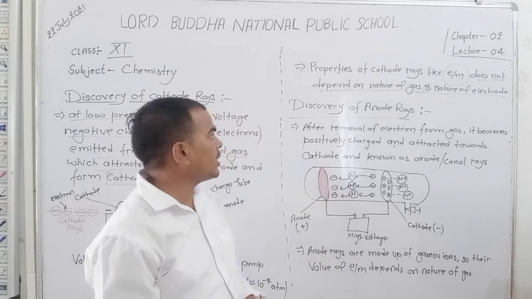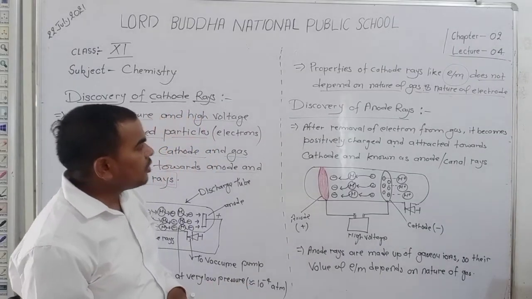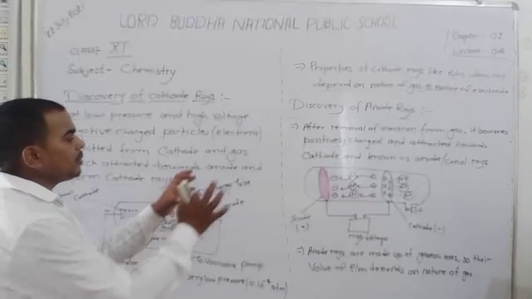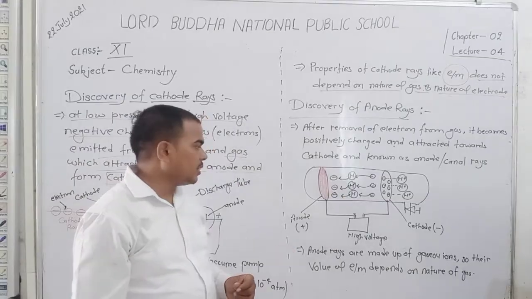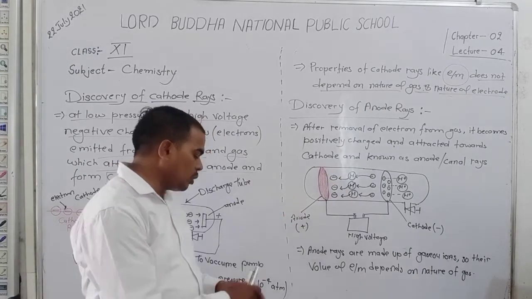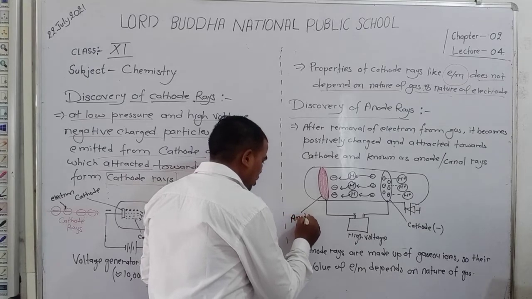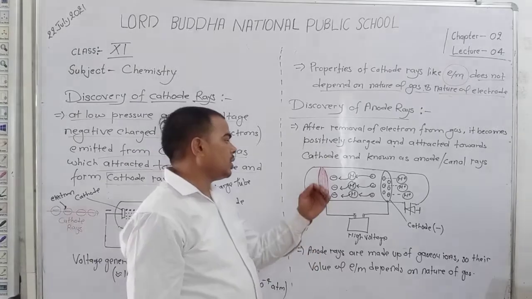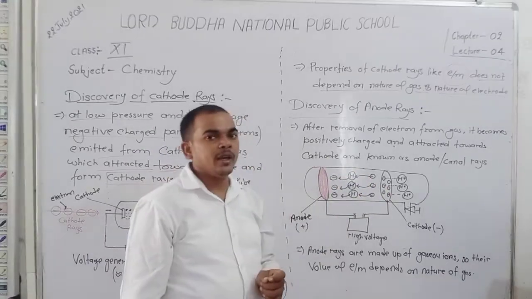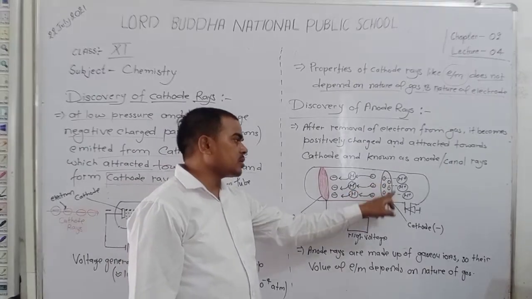Okay, student, now let us discuss the discovery of anode rays. How are they discovered? Dear student, for the discovery of anode rays, we use a similar technique, but with some changes. We put the anode plate at the place of the cathode, and we put the cathode plate at the place of the anode. But here we use a perforated plate.